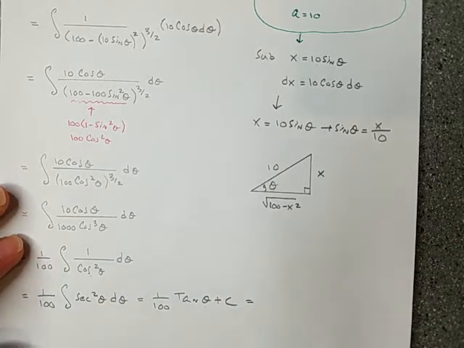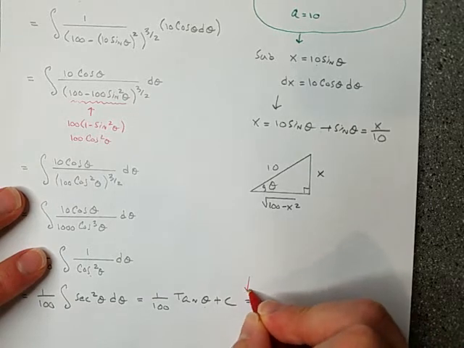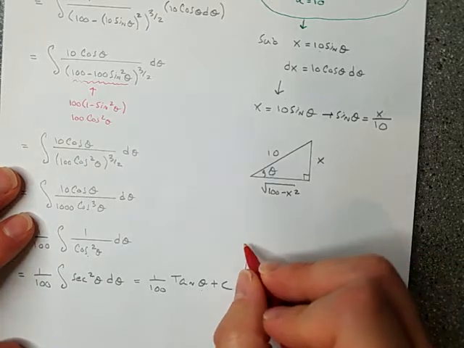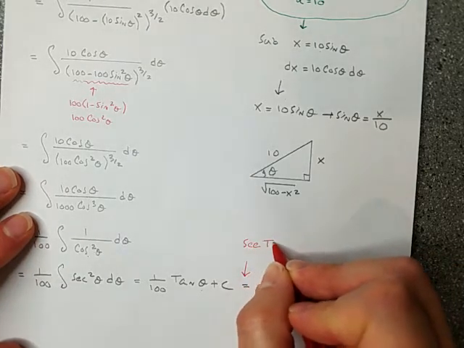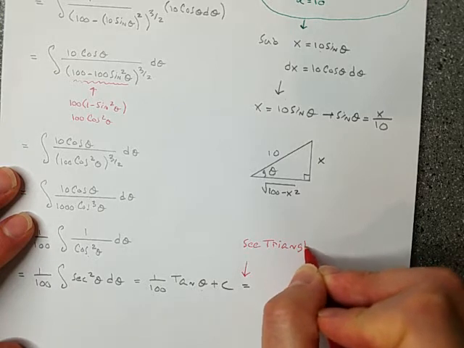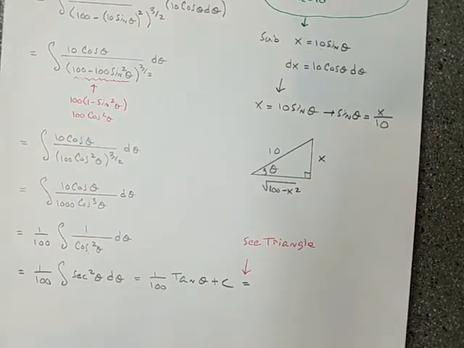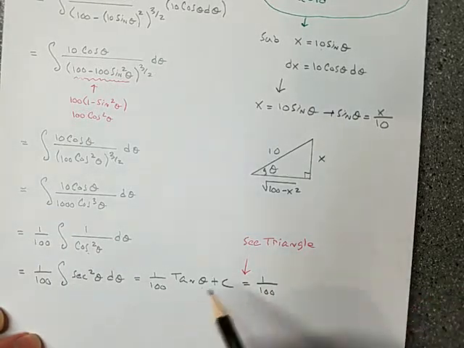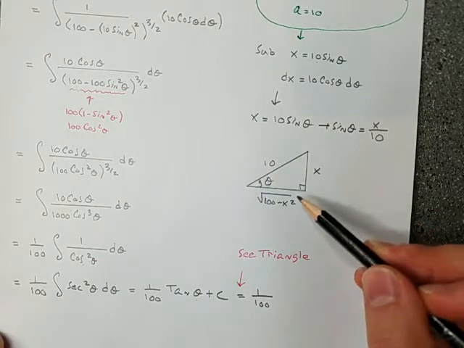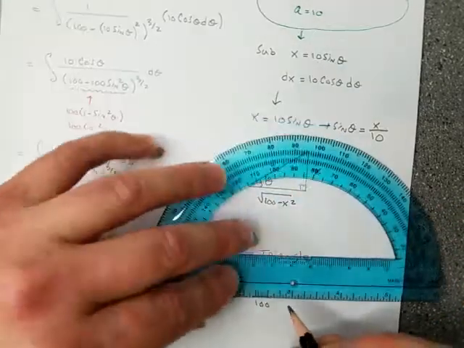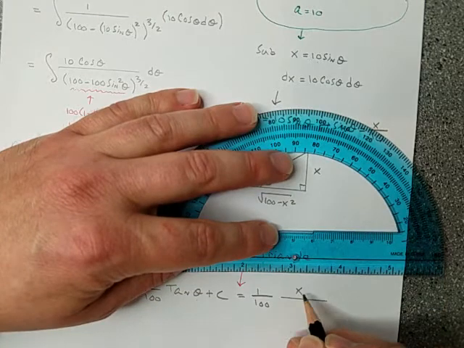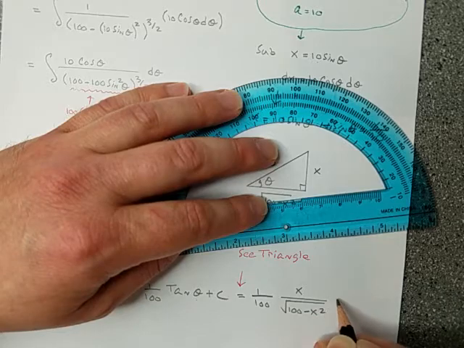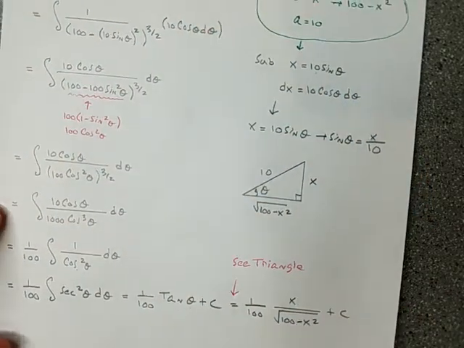I'm going to say for this part right here, where I resubstitute my original variable back, very important, see the triangle. You know, that triangle right there, that's our reference for doing this. I'll get 1 over 100 times the tangent of this angle, which is x over root 100 minus x squared. So 1 over 100, x over root 100 minus x squared. And then plus c. All right.